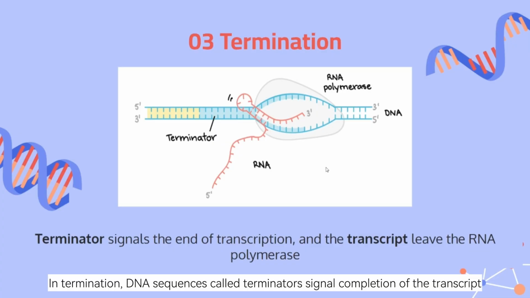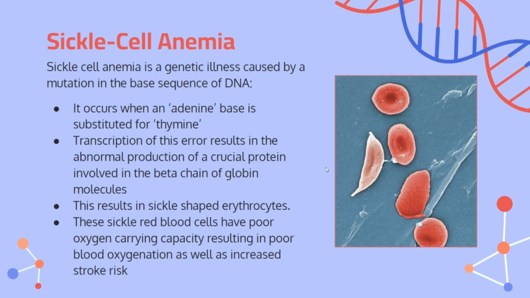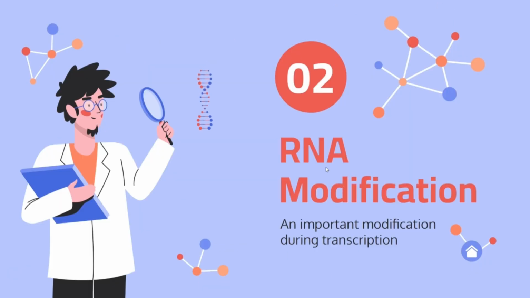In termination, DNA sequences called terminators signal completion of the transcript. The transcript is released from the RNA polymerase. Sickle cell anemia is an example where transcription of a mutated DNA template strand results in a genetic illness.